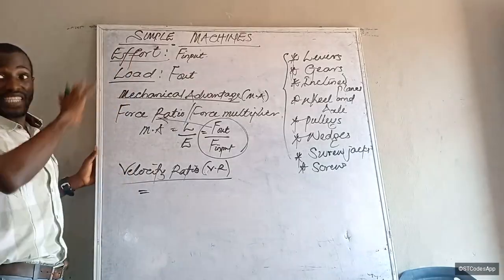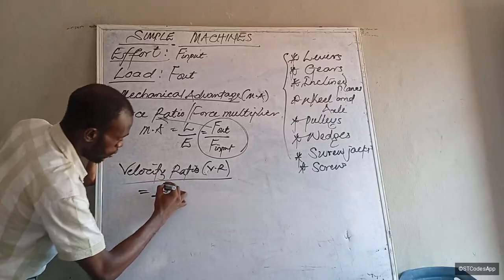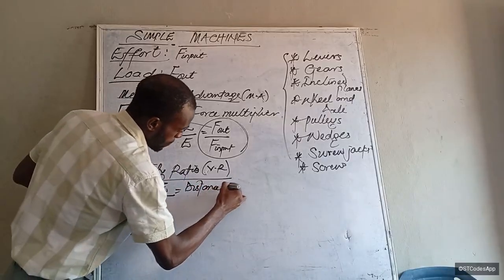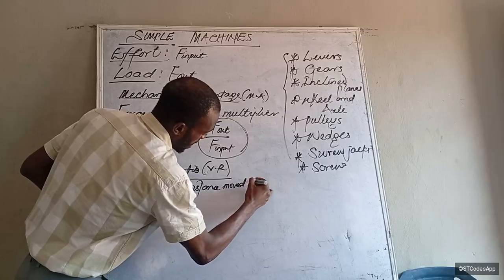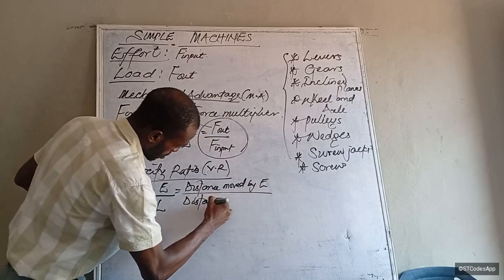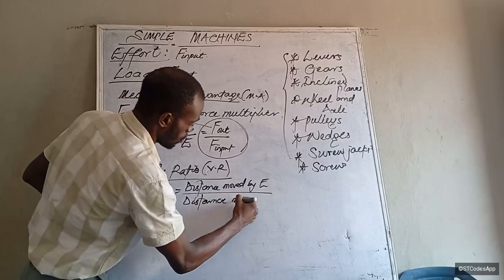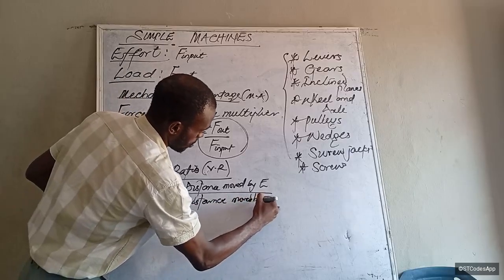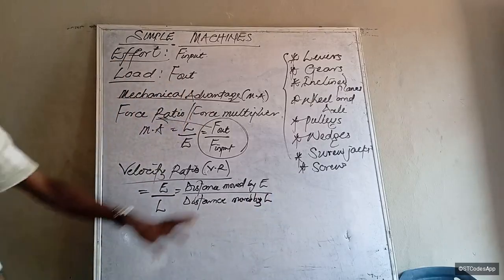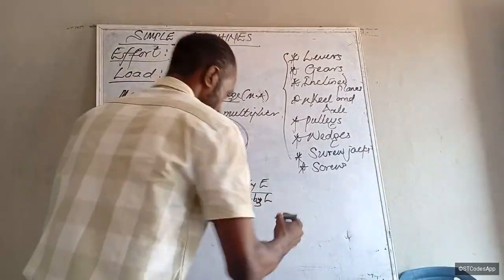Now the velocity ratio, generally, is the effort over the load. Actually, we say it is the distance moved by effort over the distance moved by load. Now, this formula actually comes from the lever.